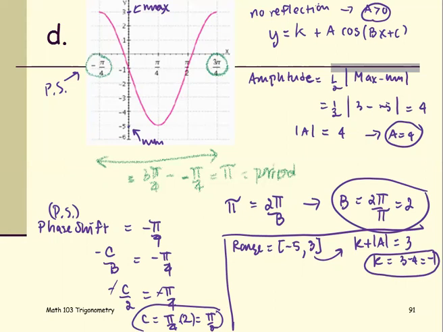Now we have all the numbers a, b, c, and k. Put them together in the standard form. We have the equation as y equals -1 plus 4 multiplied by the cosine of 2x plus pi over 2.